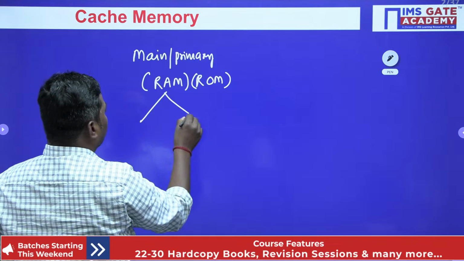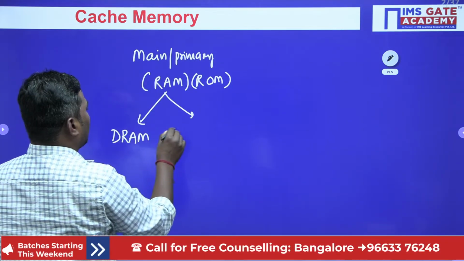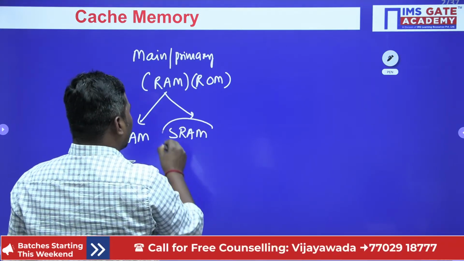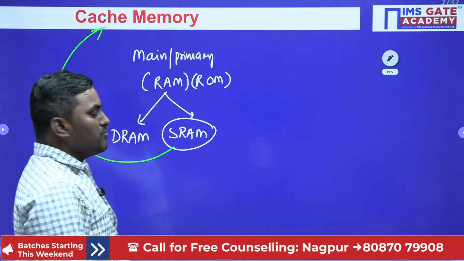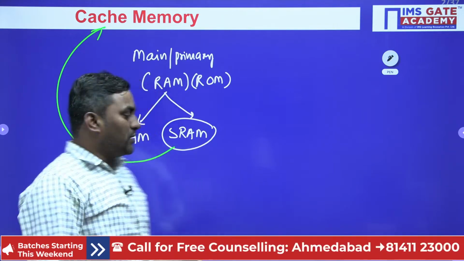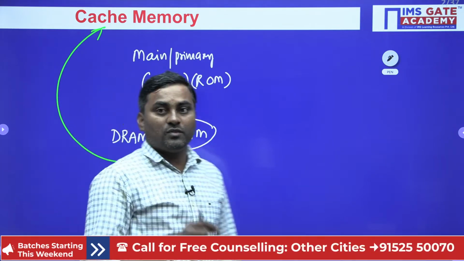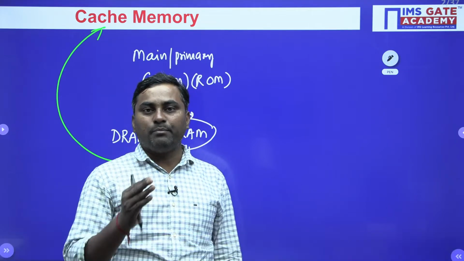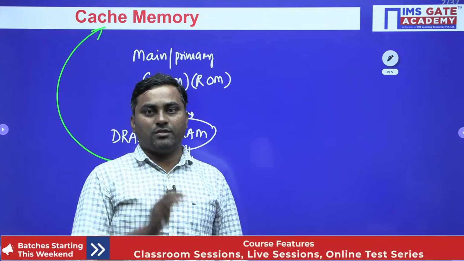The RAM is again classified into DRAM, dynamic RAM, and static RAM, SRAM. These SRAMs are used to construct the cache memory. Getting my point? The SRAM, static RAM. I have discussed the static RAM nature in the previous session. We use the DRAM, dynamic RAMs, for the main memory construction. The differentiation we also discussed.